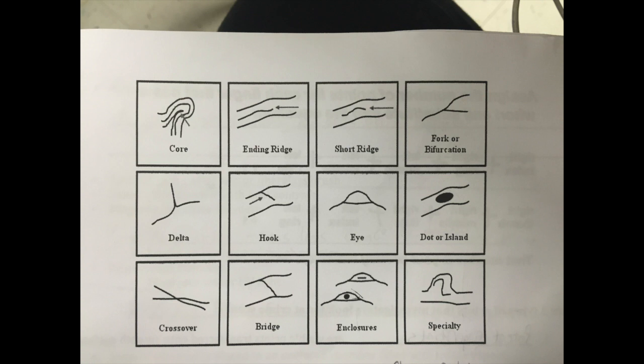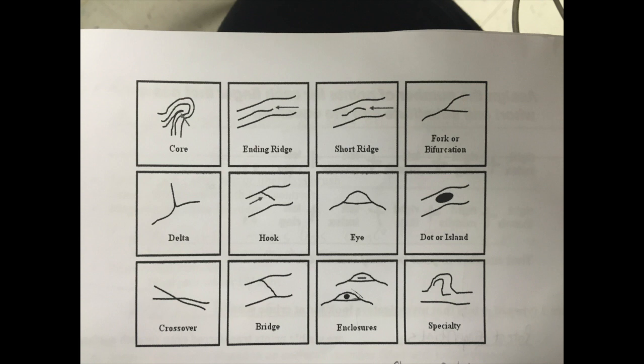A fingerprint may contain up to 150 individual ridge characteristics, and those are called minutiae points. Minutiae points are used when crime scene analysts need to compare one fingerprint to one found at the crime scene. If they have the same minutiae points, that means they're the same fingerprints, and that's how you can take someone to jail.